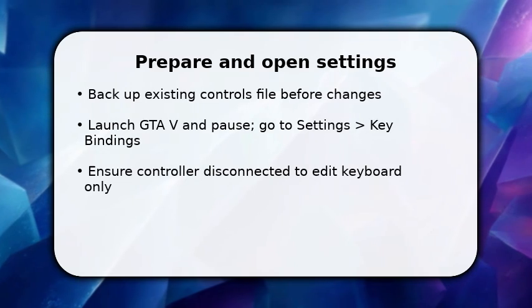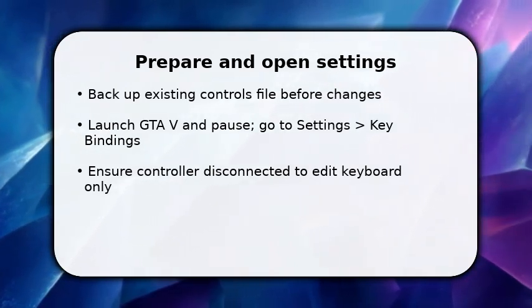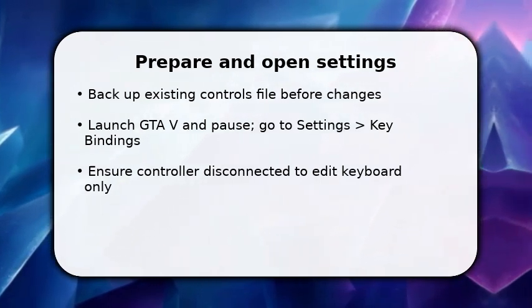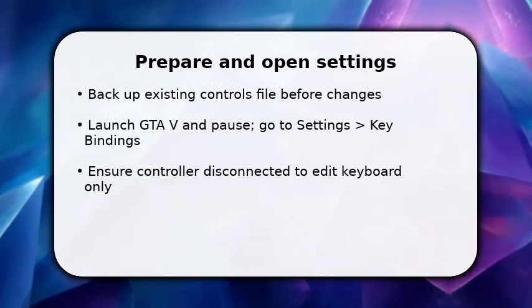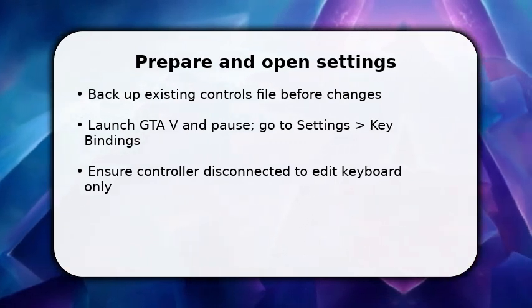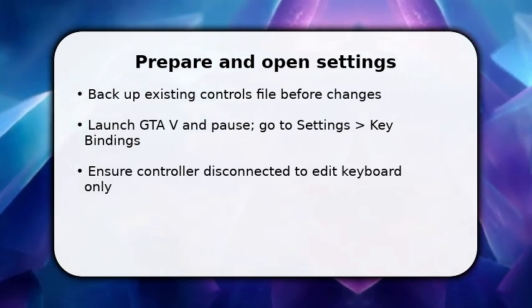You start by backing up your input files. This prevents losing custom mappings. Launch GTA V, pause the game, and open Settings, then Key Bindings. You want keyboard bindings visible. If a controller is connected, unplug it now so the menu shows keyboard options only. Once done, note any conflicting keys on paper or screenshot the defaults. This lets you revert quickly.